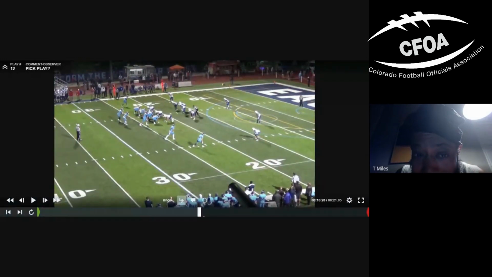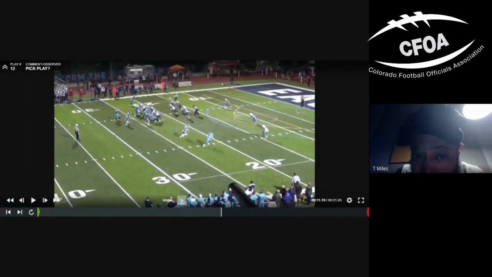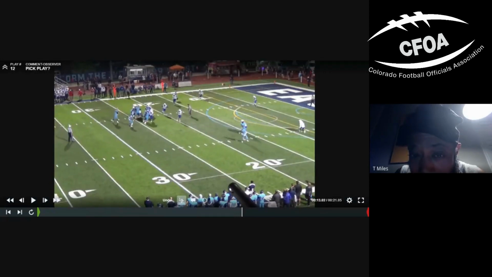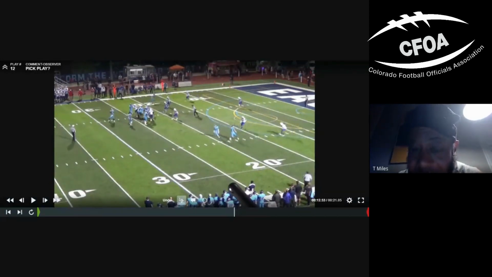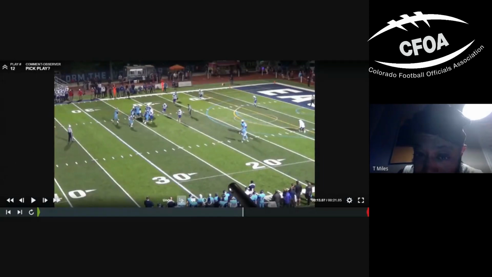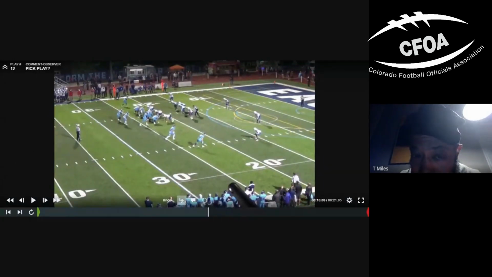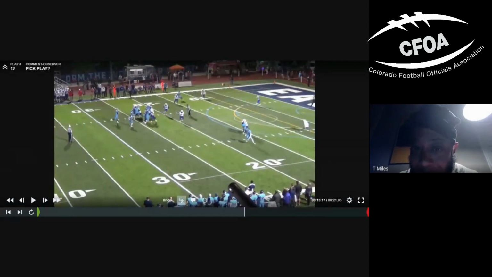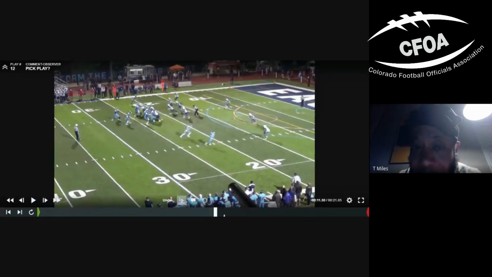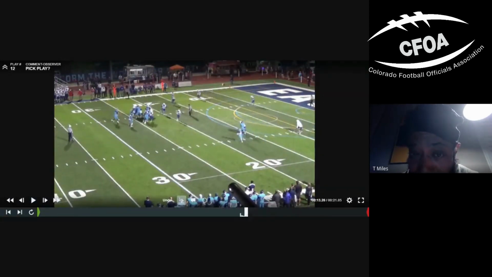This receiver knows that the safety is covering this slot guy, this number 2 guy. And so look at his route. He just goes right. He goes and seeks him out because he knows he's covering him. So he's got to come up. So he goes and seeks that guy out right there. So they showed their hand before the ball was even snapped, in my opinion.